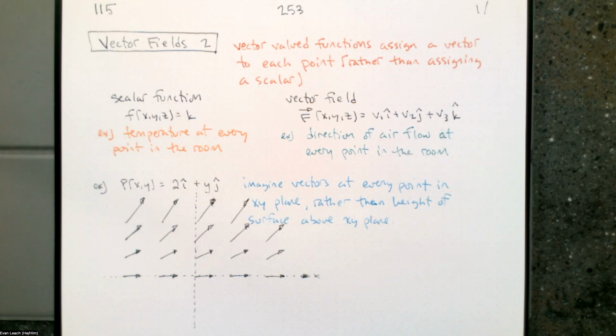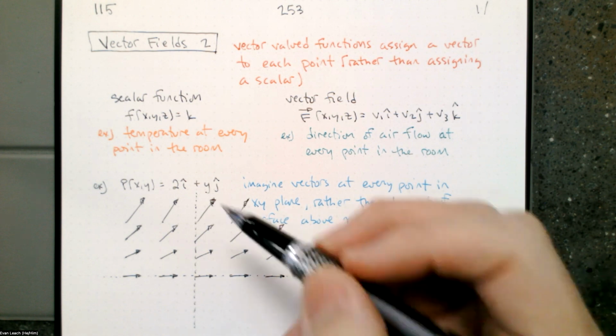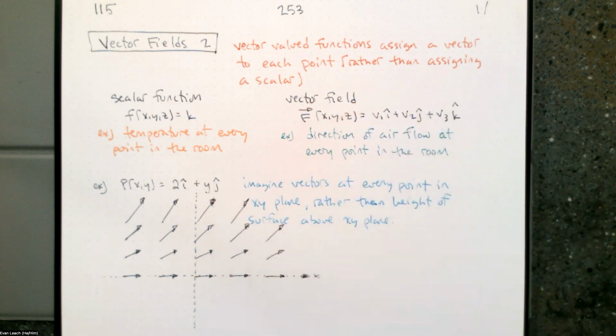Then when we look below the x-axis, the y values are all negative. So now my j component is going to be pointed the other direction. So it's going to go 2 in the x and then down 1 in the y. And then when we go further down, they get steeper but pointing down.